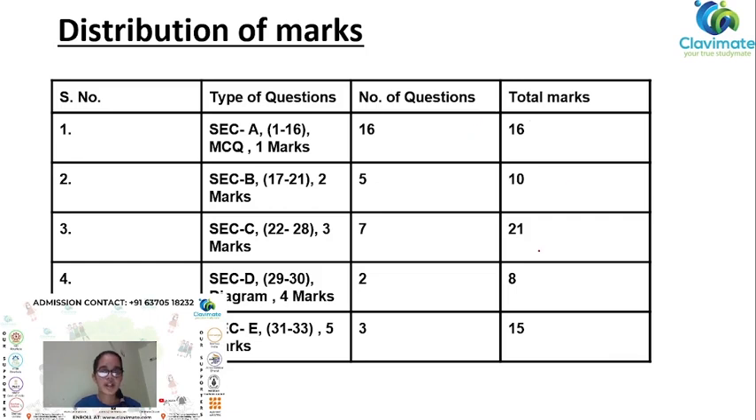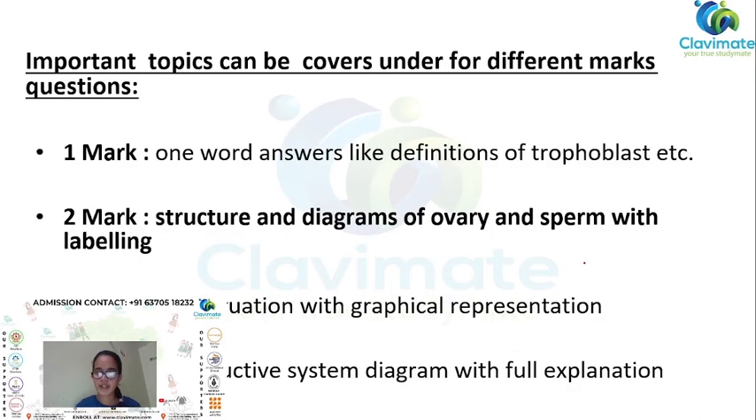For distribution of marks, the pattern is like this: Section A, questions 1 to 16, that is MCQs of 1 mark, total 16 questions and 16 marks, followed by Section B, 5 questions, 10 marks, and Section C, 7 questions, 21 marks, Section D, diagram, which is for 8 marks, and Section E is 3 questions and you'll be having 15 marks. So this is the distribution of marks.